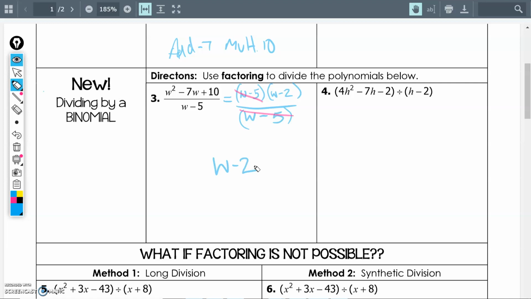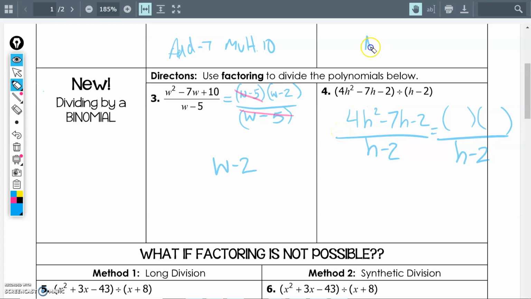You can also factor number 4: factor 4h squared minus 7h minus 2 divided by h minus 2. So this could factor into two linear binomials. If you want to practice factoring with a leading coefficient not 1, try that out. Again, you're finding two numbers that add to get negative 7 but multiply to get negative 8, and then you're going to do that smash and split stuff, and then hopefully things will cross out when you're done with that.